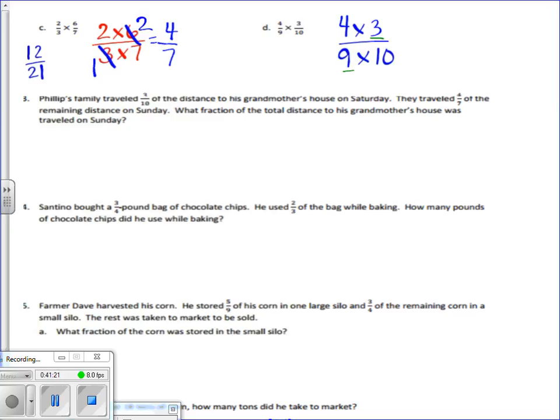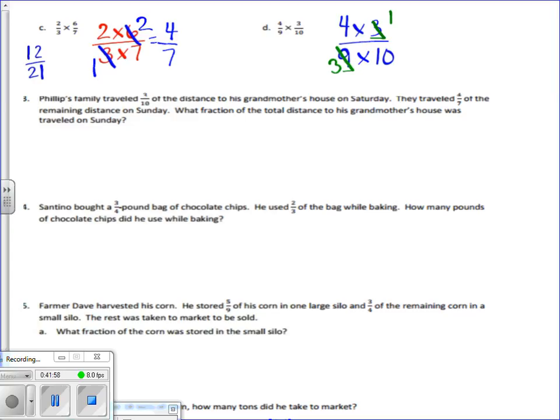So what can I do to the 3? I can divide it by 3 and I'll get 1. What happens to the 9? Becomes a 3. Can I do anything to the 4 and the 10? I can divide it by 2. 4 and 10, they can both be divided by 2. They share a factor of 2.